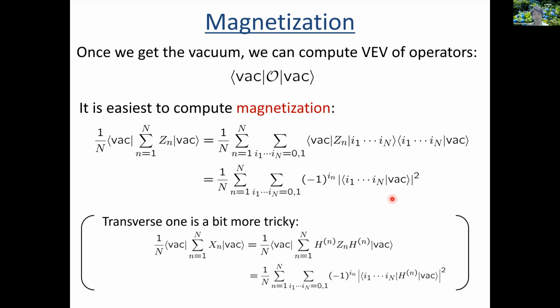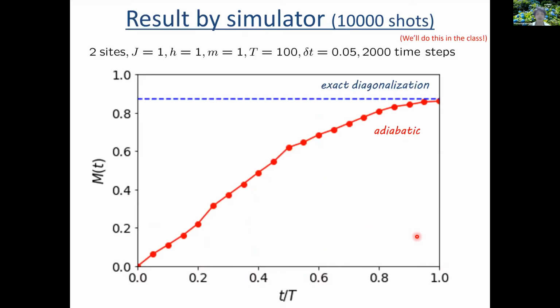This is for longitudinal magnetization. If we want to compute the transverse one, this is a bit more tricky, but we can compute it by using the Hadamard gate in this way. Since we already learned how to construct the time evolution operator by using the Suzuki-Trotter approximation, we can construct the vacuum by the adiabatic time evolution operator and then compute the magnetization. Here is the result by simulator in this parameter, and we will do this in the class if we have time.